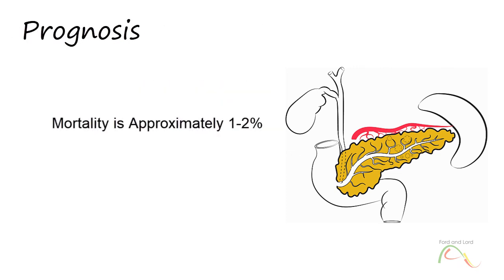Prognosis. Mortality of acute pancreatitis is approximately 1 to 2%. However, severe acute pancreatitis carries a much higher mortality rate. Assessment is important to determine the level of risk and care. Bedside index of severity in acute pancreatitis is the most recent addition to the list of clinical prediction scales that have been developed.